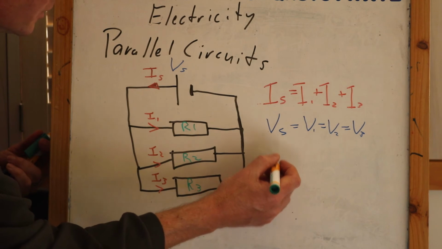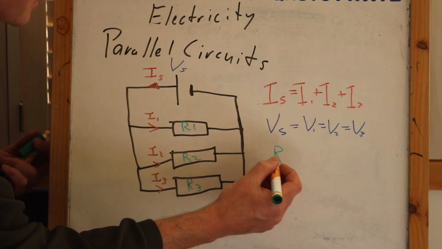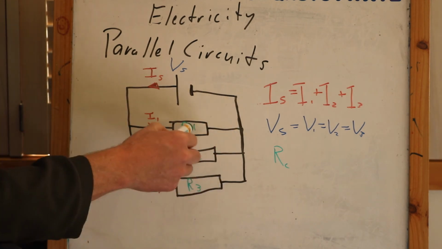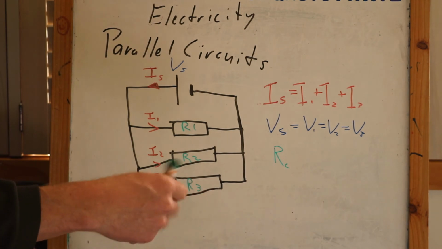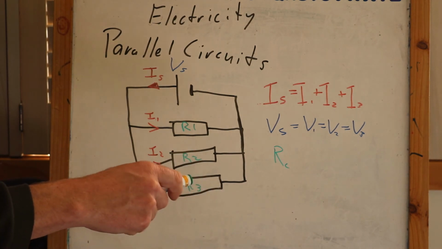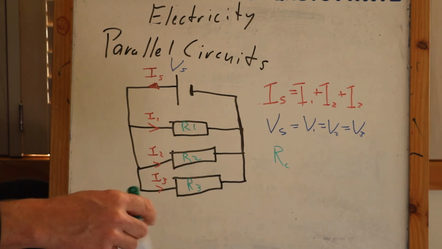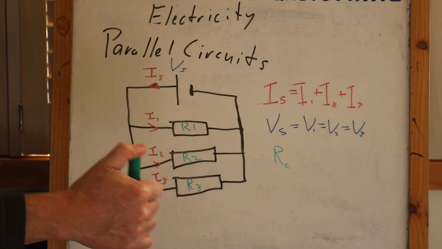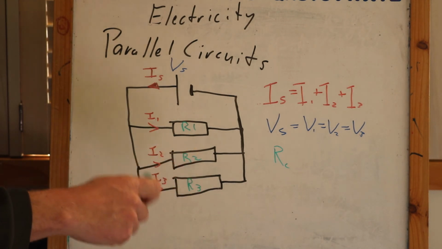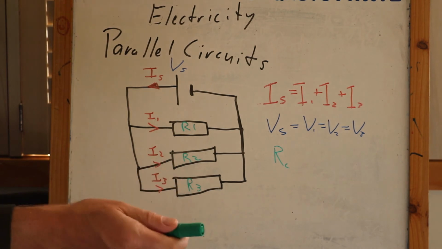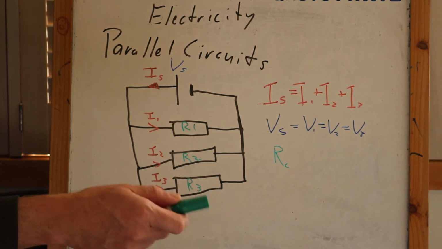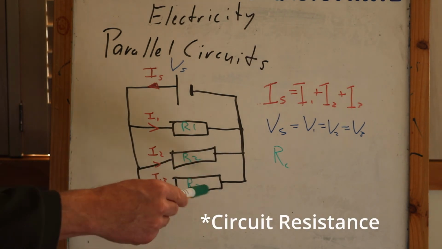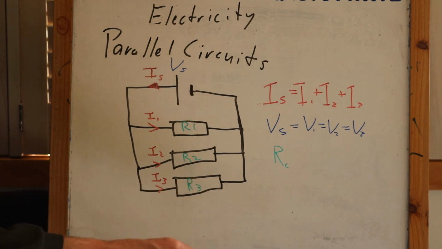Now comes an interesting one. What about the resistance of the circuit as a whole? So if I only have one resistor, R1, the circuit resistance would be resistor 1. However, by the time I add another resistor in parallel, I'm now giving my current a second pathway. That means there's more current flowing. That means there's less resistance to the flow of current overall. So my circuit resistance actually has to decrease.